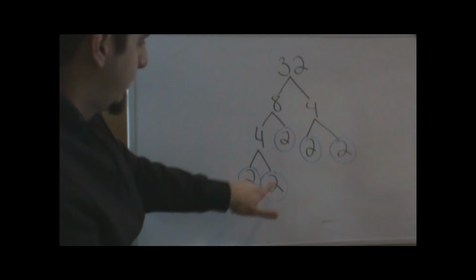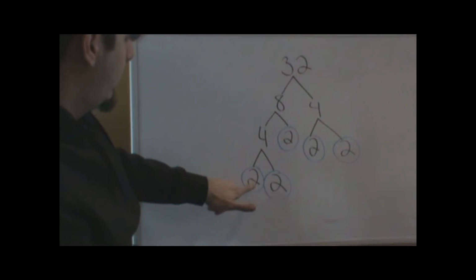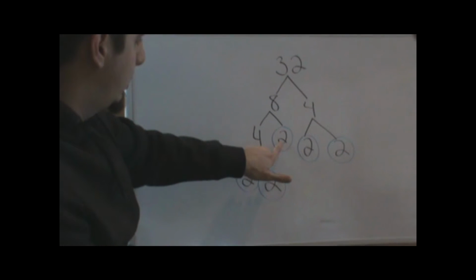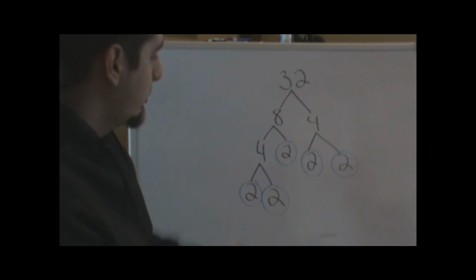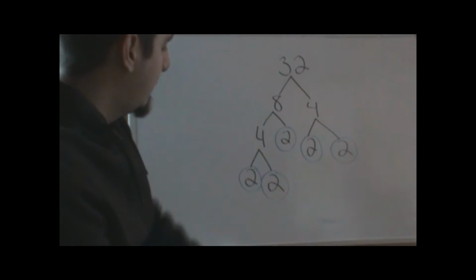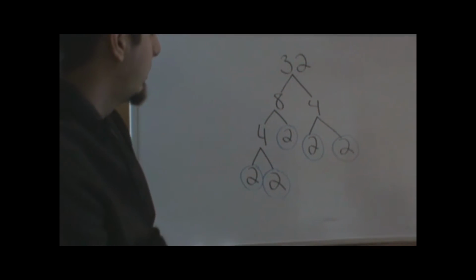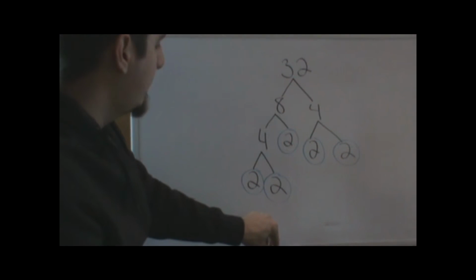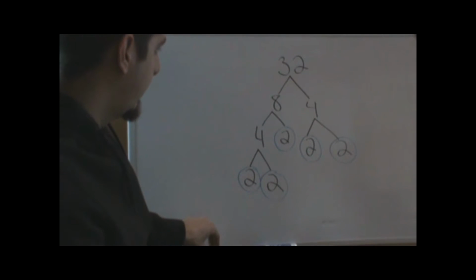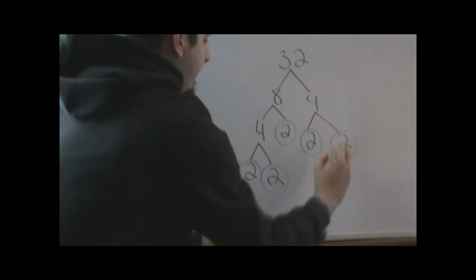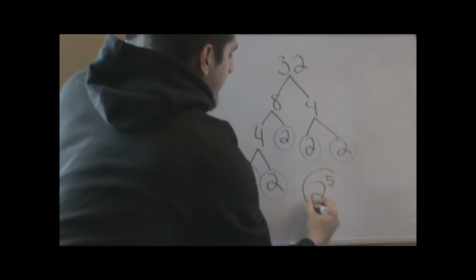What I have are 5 prime numbers, 5 2's in this case. If we do 2 times 2 times 2 times 2 times 2, we get 32. So these 5 2's being multiplied together are the prime factorization of 32. They are the prime numbers that, when multiplied together, will get you 32. Another way to write 5 2's being multiplied together is 2 to the 5th power.